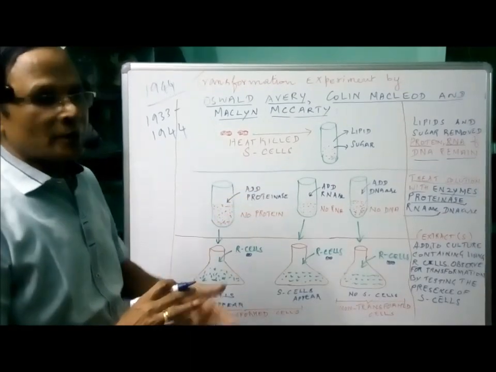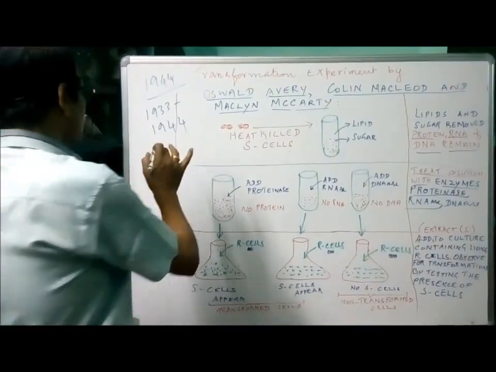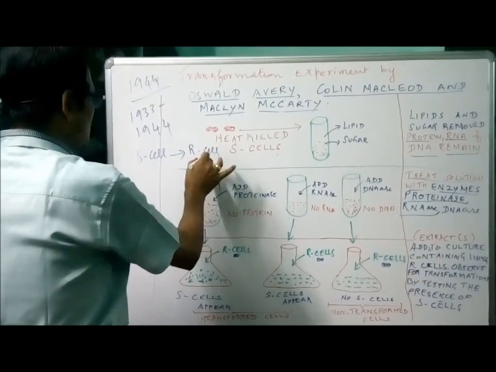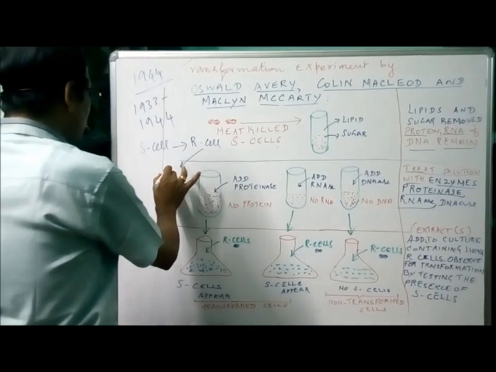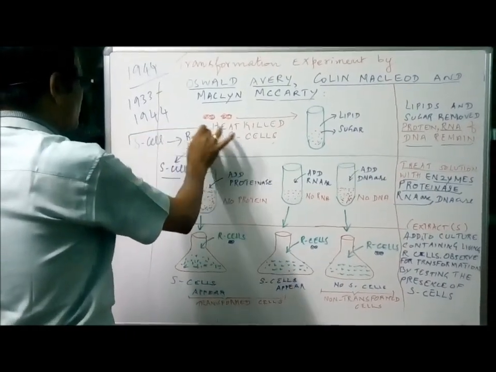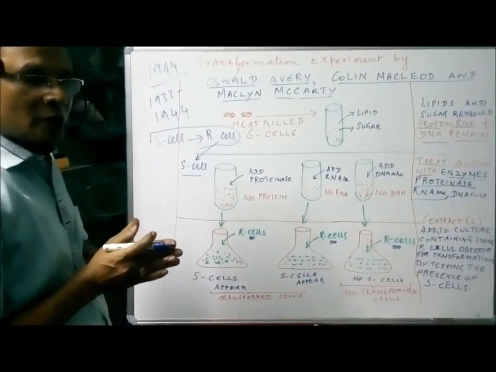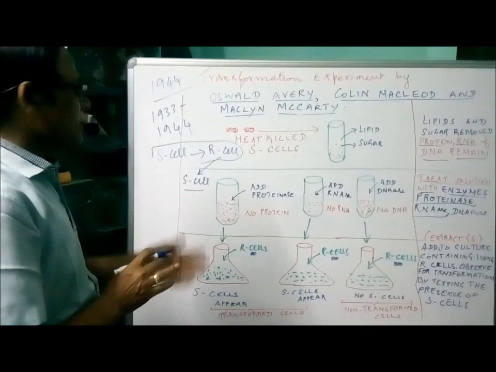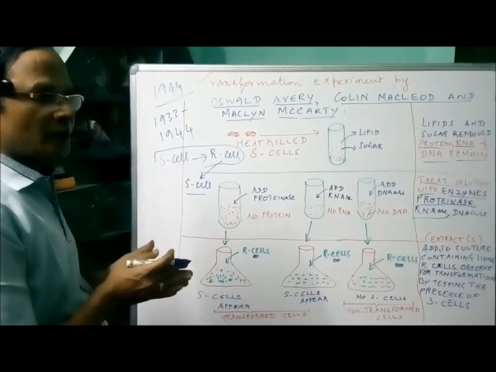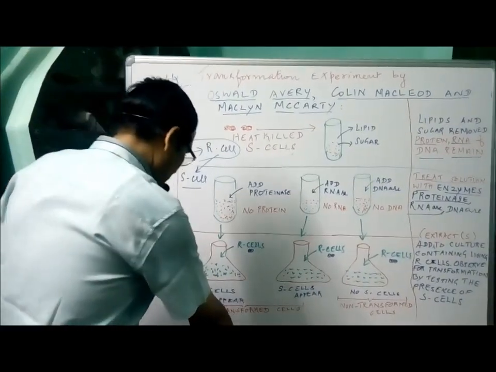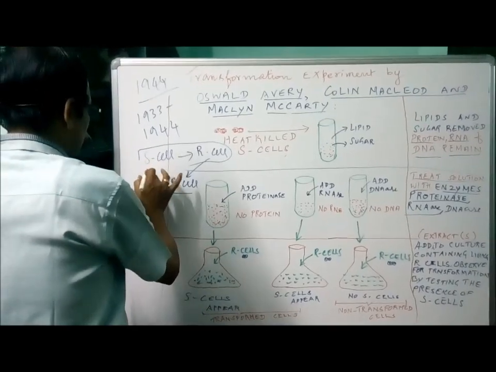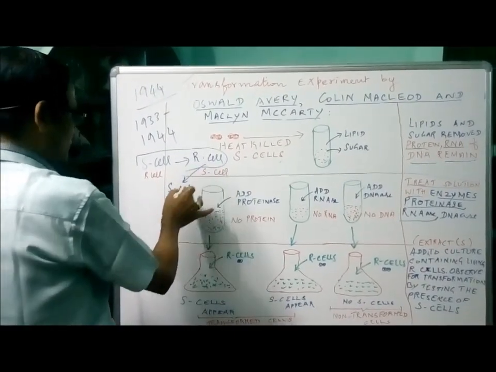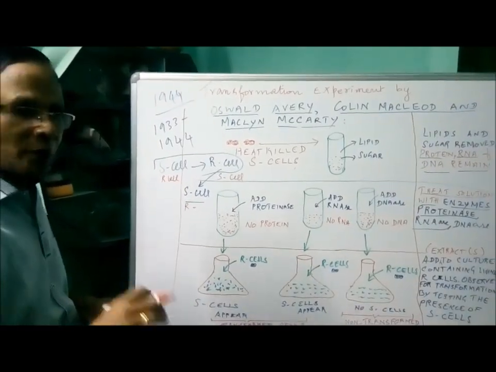The process or phenomenon by which the DNA from one cell, for example an S cell, is transferred to another cell, the R cell, so that this R cell retains some of the properties of the S cell, is called the transformation process. It is given in a wrong way in your book. In the book it is given that when DNA from one cell, for example an R cell, was transferred to an S cell, the S cell retains some of the properties of the R cell.